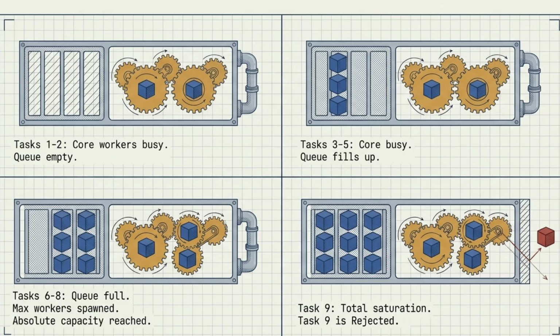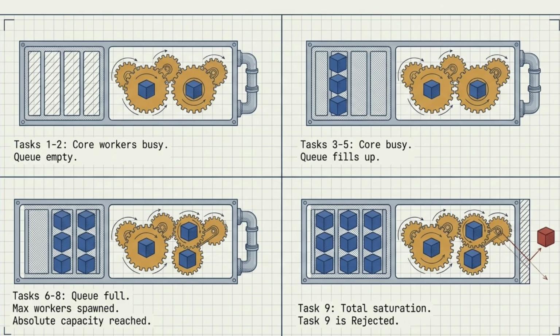Okay, so task 3 goes into the queue. Right. Task 4 arrives. It sits in the queue too. Task 5 arrives. It fills the very last spot in our queue capacity of 3. Yep. And our 2 core workers are still furiously churning through tasks 1 and 2. Then task 6 arrives at the door. Now we have a problem. Right. We have 2 core workers busy, a queue of 3 completely saturated, and a max pool size of 5.